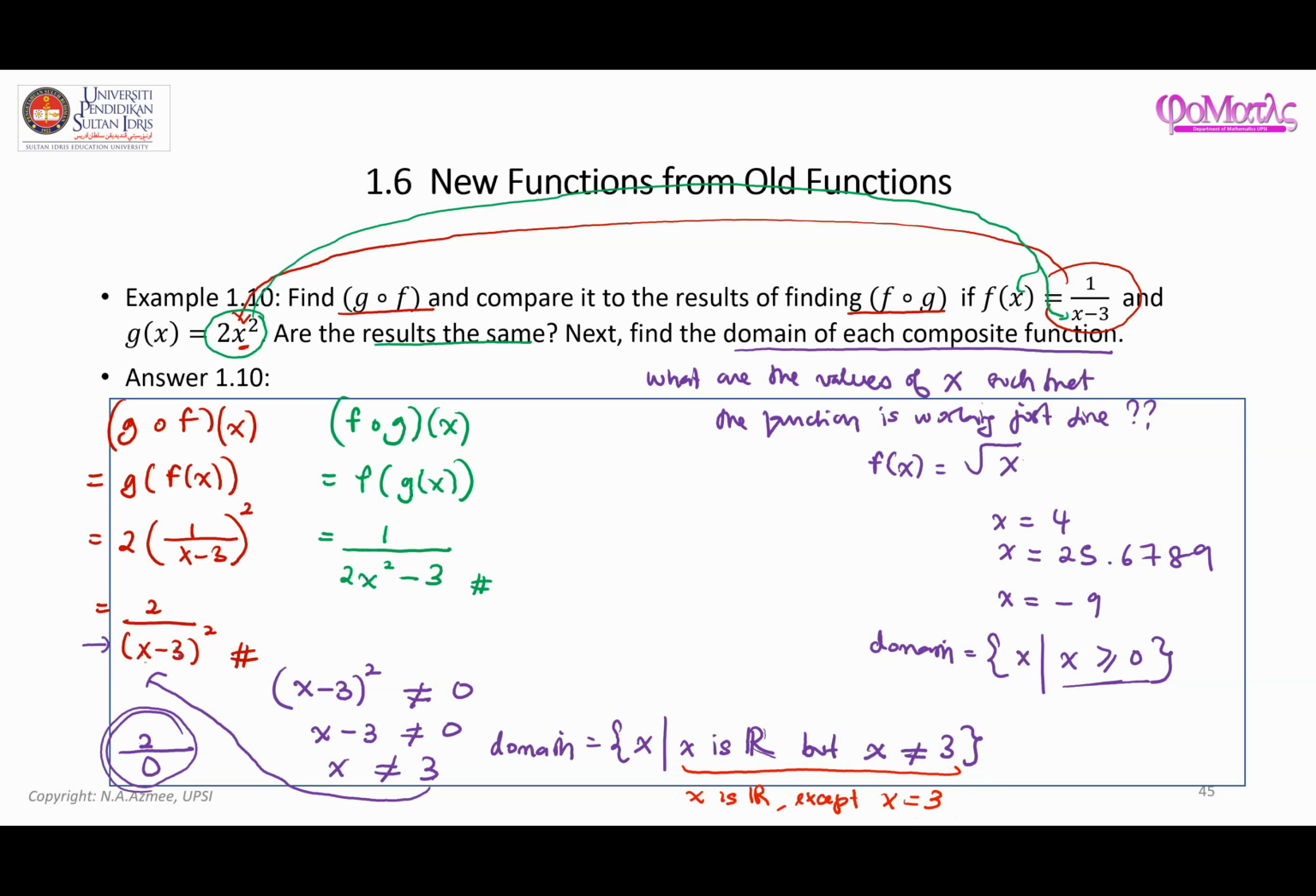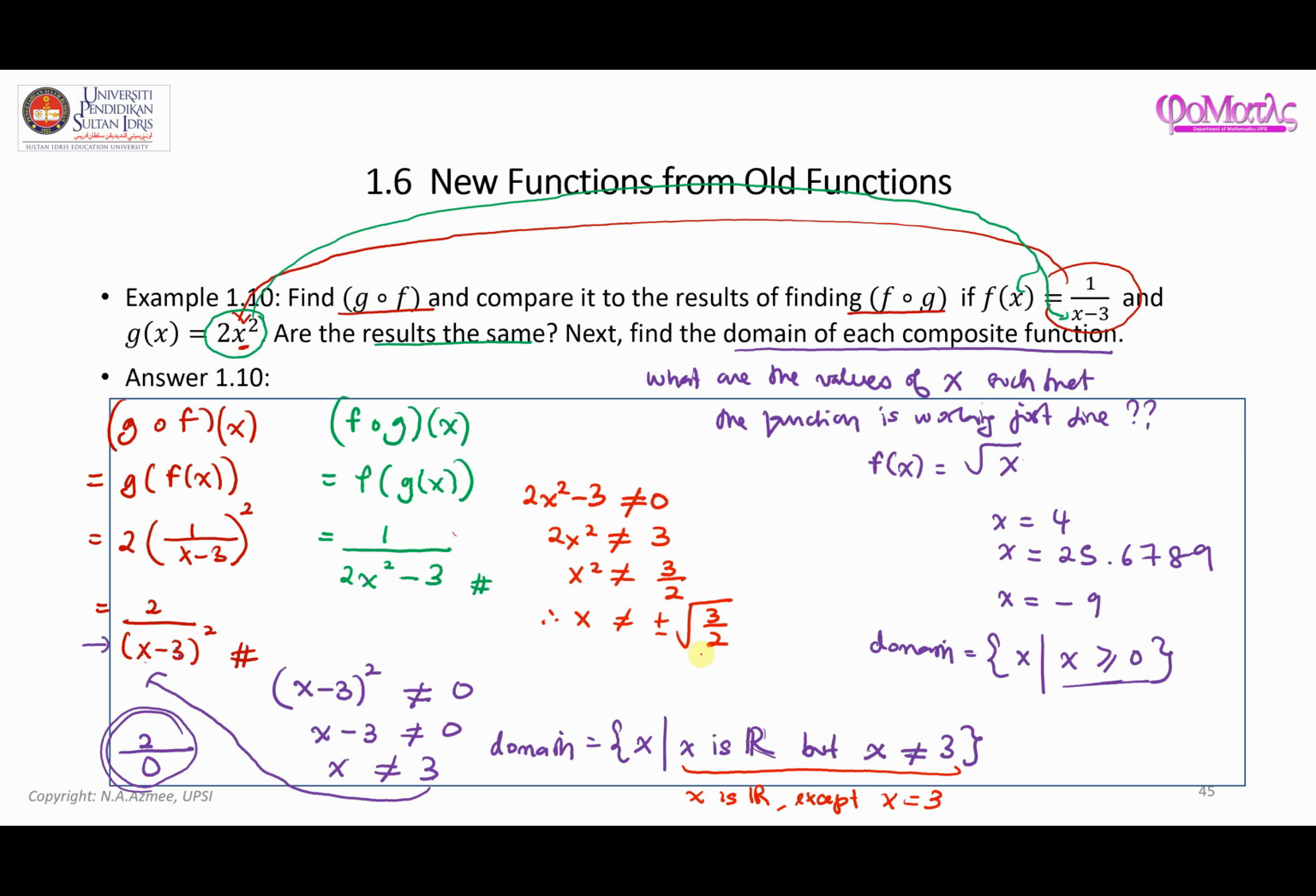Okay, next. Let's look at this function here. We can follow the same idea where you can say that 2x squared minus 3 cannot be equal to 0, because if it is equal to 0, then we will have a problem here. So next we have 2x squared cannot be equal to 3, x squared cannot be equal to 3 over 2, and therefore x cannot be equal to plus minus the square root of 3 over 2.